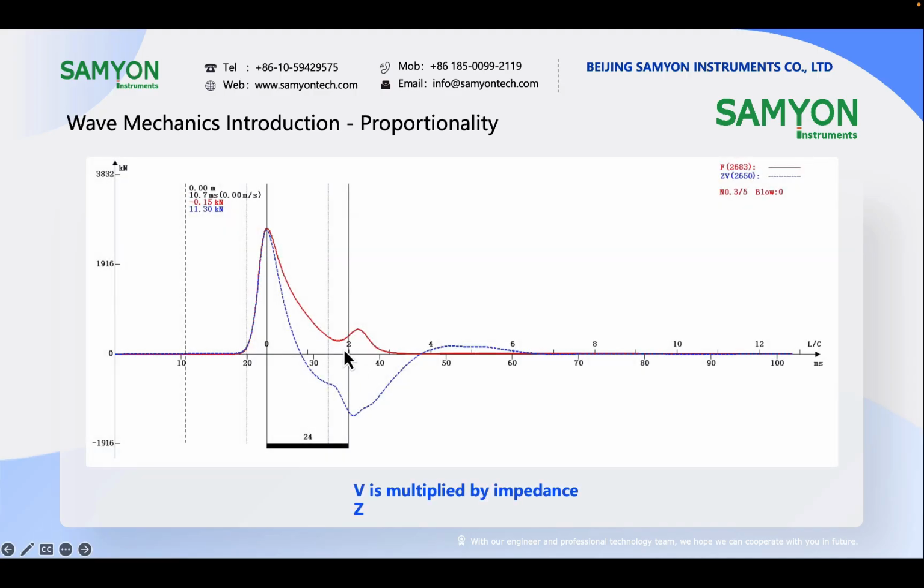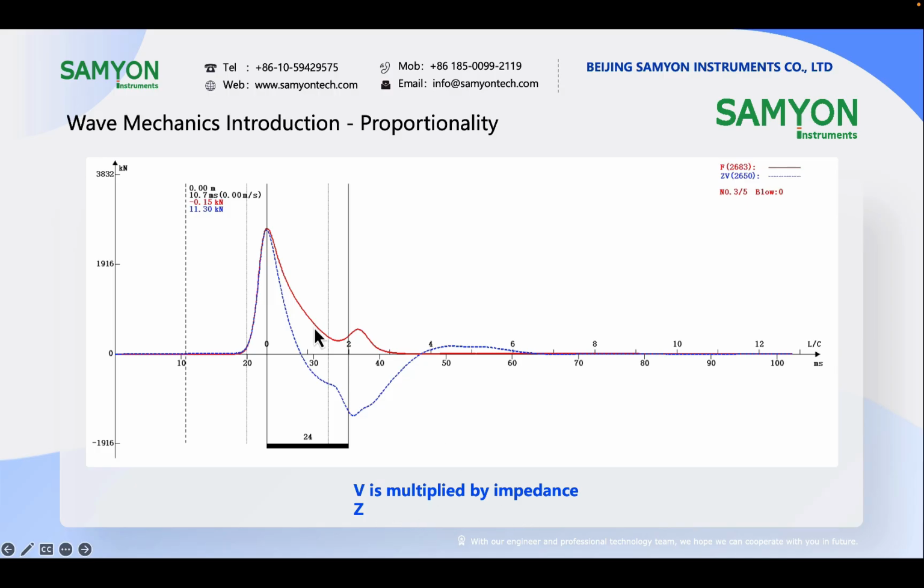So let's take a look at the picture. The impedance means F and V stick together, usually before the first peak. We know that F is with the unit of force, kilonewton, right? And the velocity is with the unit of meters per second. How do we put the two parameters with different units into one picture and calculate? The reason is that we multiplied V with the impedance Z.